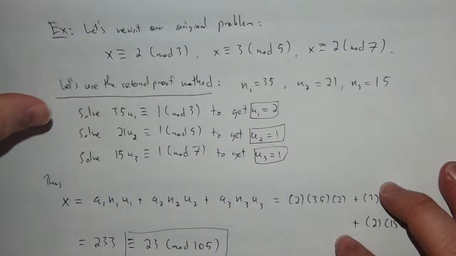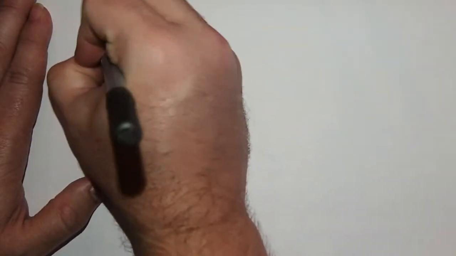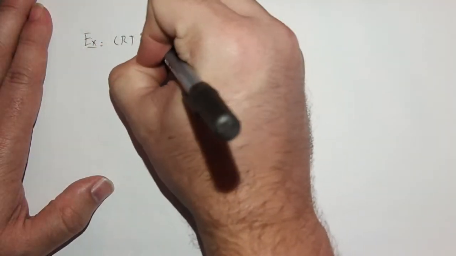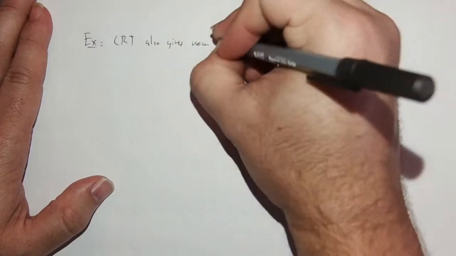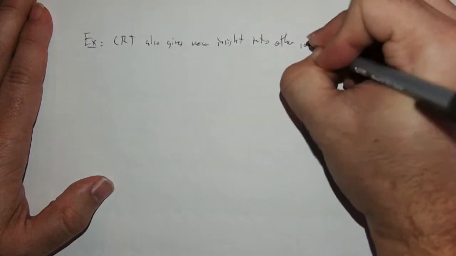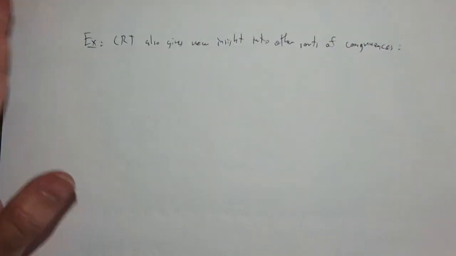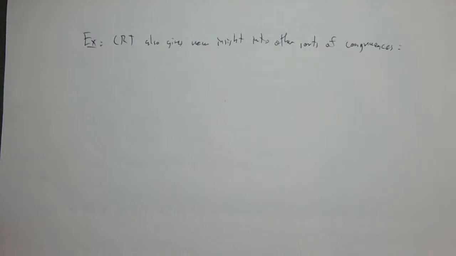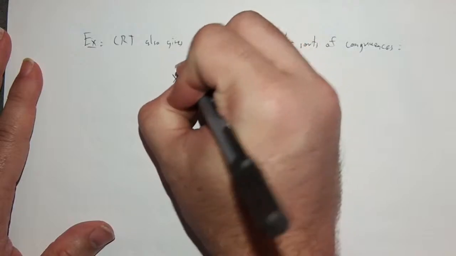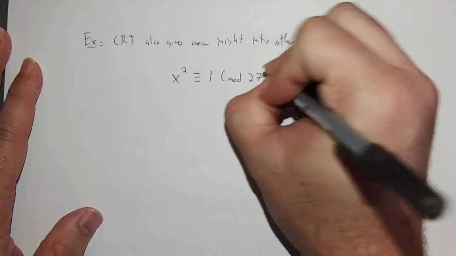So, one more example of how the Chinese remainder theorem gives you a new way of looking at one of the congruences we looked at a couple sections ago. Example: the Chinese remainder theorem also gives new insight into other sorts of congruences. So, for instance, let's say that we have x squared is congruent to 1 mod 275.